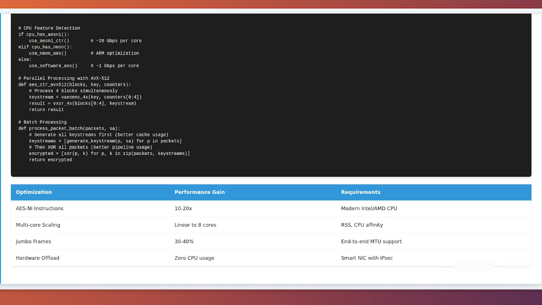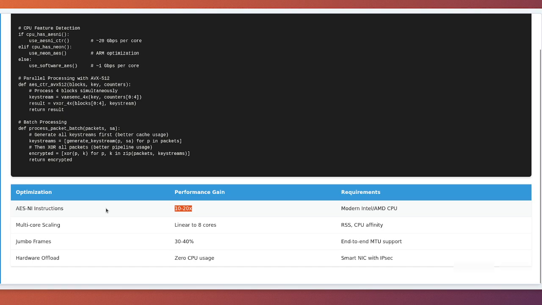Hardware acceleration through AES-NI instructions is the most important optimization for AES-CTR performance. These CPU instructions, available on most modern Intel and AMD processors, can perform AES operations in just a few clock cycles. A single CPU core with AES-NI can encrypt at rates exceeding 20 gigabits per second for large packets. The key is ensuring your IPsec implementation actually uses these instructions. Some software stacks require explicit configuration or compilation flags to enable AES-NI support.